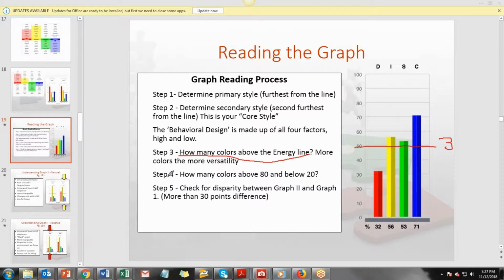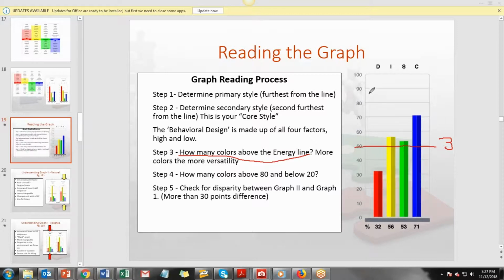Can I ask a question? It's Kristen. Please. My question is, how often would you see someone with all four colors way off the charts? Is that common or uncommon? Well, I would have to know what you mean by all four colors off the charts. Well, not off the charts, but above 50, above the energy line. Yes, the energy line.